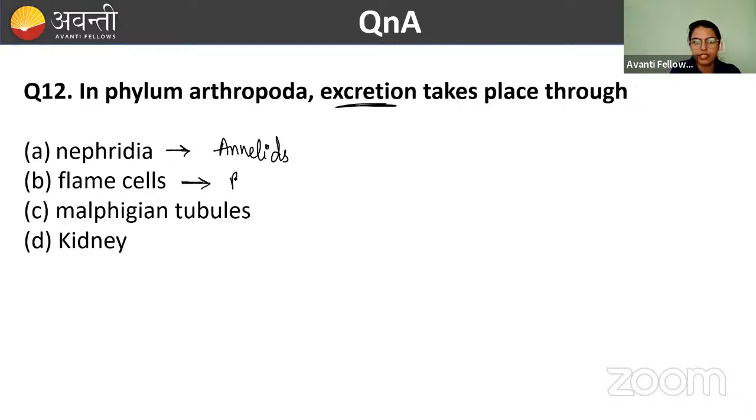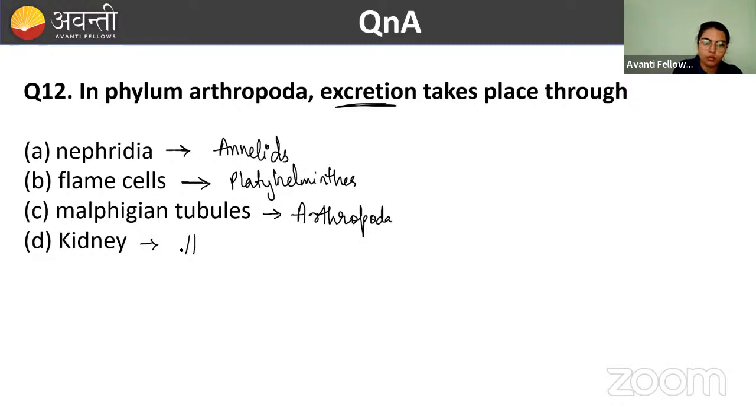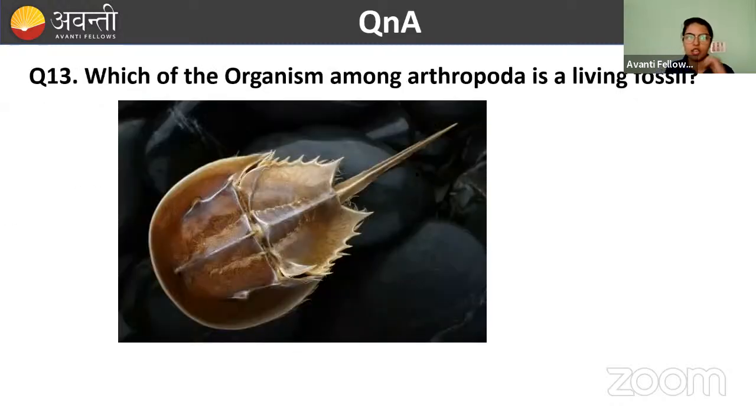Flame cells, these are present in platyhelminthes. platyhelminthes में आप देखोगे specialized cells जो हैं flame cells. Malpighian tubules, these are present in Arthropoda. ठीक है. किडनी आप देखो बेटा कॉर्डेट्स कह सकते हो या फिर सिंपली मैं बताऊं आप ह्यूमंस में देख लो. Okay, so C, Malpighian tubules is the correct answer for this question.